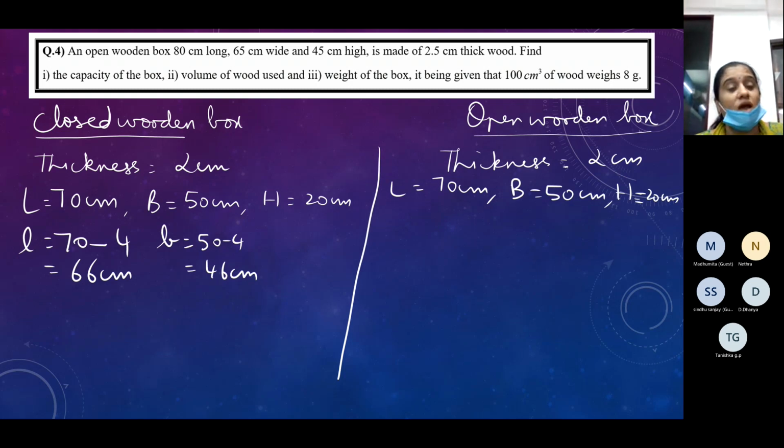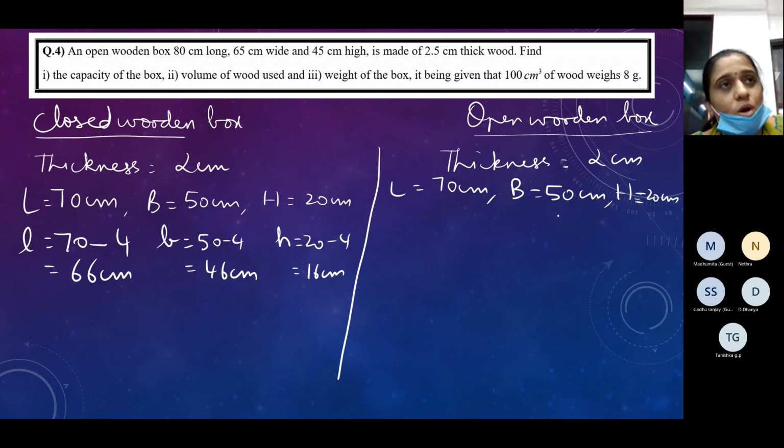It's a closed box. So height also, bottom 2 centimeters, top 2 centimeters gone. So the internal height will be 20 minus 4, 16 centimeters.